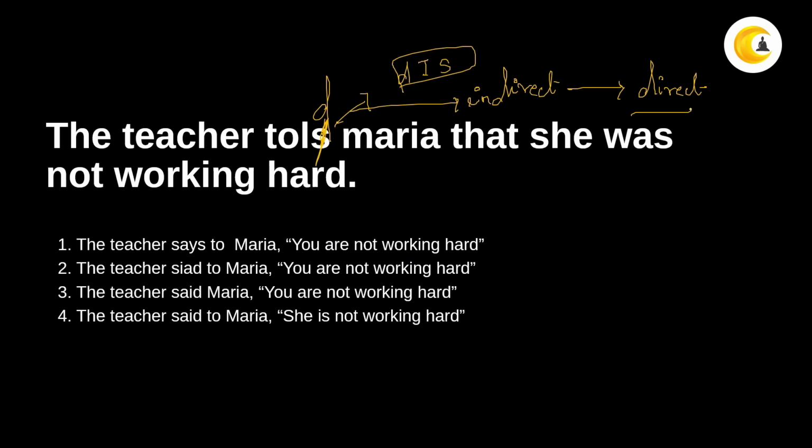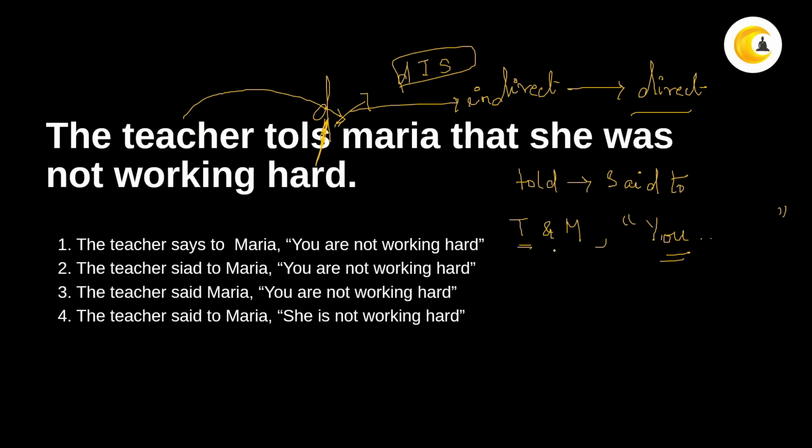Now, there are a few rules when we follow direct speech, okay? So, first, your told will be converted to said to. Second, you will have both the nouns, that is the teacher and Maria, together, followed by the exact statement that the teacher would have said. So it should start with you, because here the teacher is telling Maria. That is why I wrote you. It should exactly quote the statement that was given by the teacher. So the told will become said to.